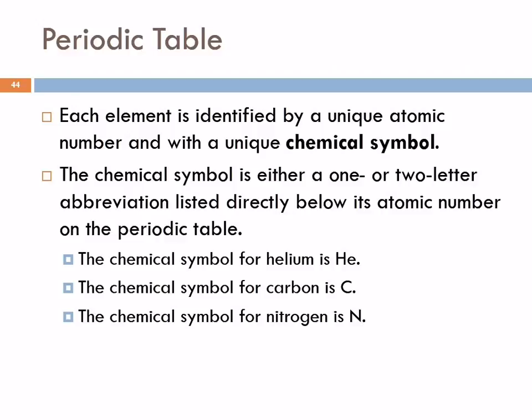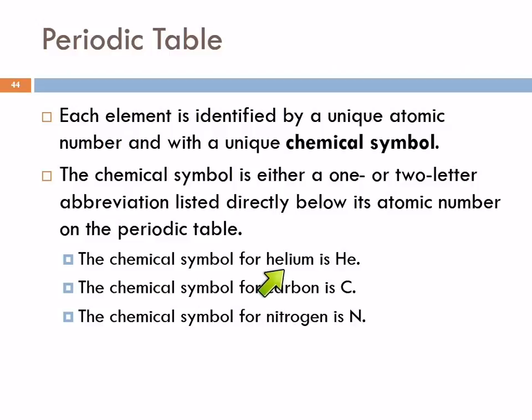Each element has a name, of course, and a unique atomic number and a unique chemical symbol. And we just had a quiz on element symbols today. The symbol for an element is either a 1 or a 2-letter abbreviation that's listed on the periodic table. The first letter is always capitalized. If there's a second letter, it is never capitalized. And yes, that's really, really important.